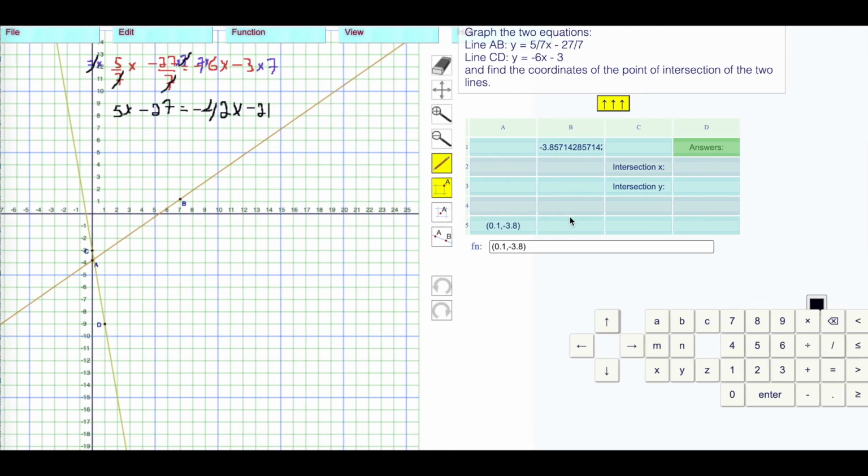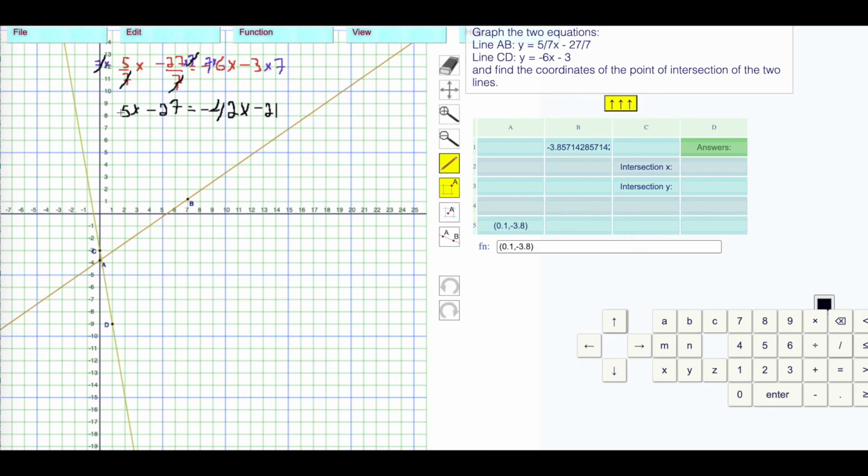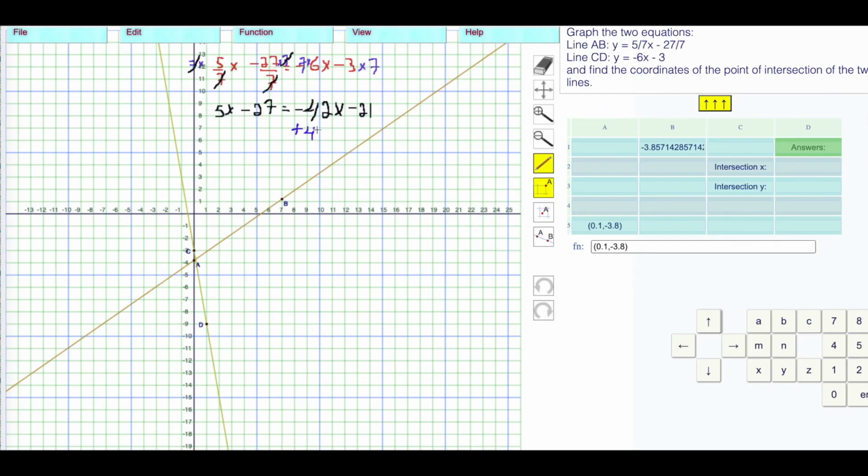I want to get all the x's on one side. I have more x's on this side. Add 42x to this to get rid of it from this side. And you have to add 42x to the other side to balance it out. 42 plus 5 is 47x. Then I want to get rid of this negative 27, so I'm going to add 27 and add 27. And that's going to give us 6 on the other side. 47x is equal to 6. X must be 6 over 47. Get that as a decimal.